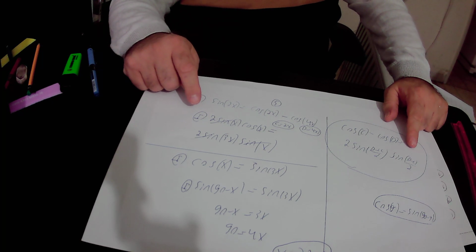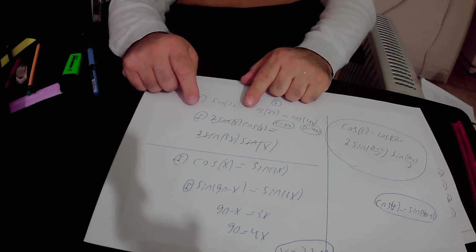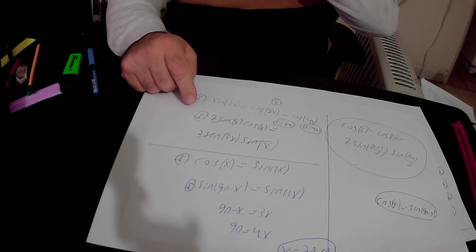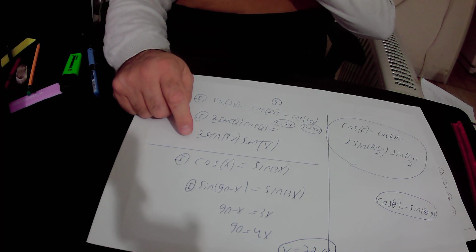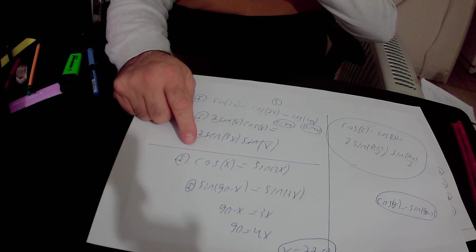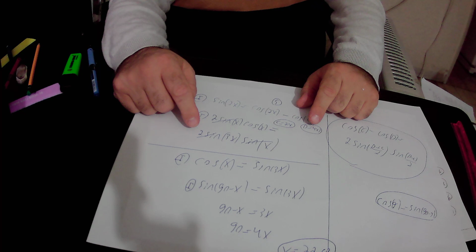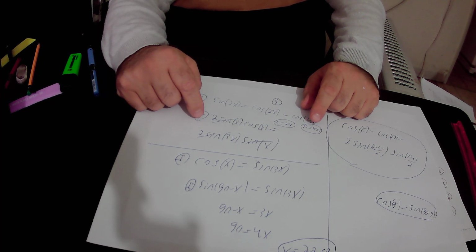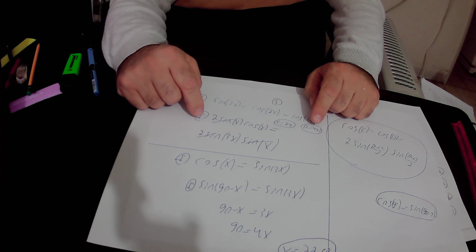We divided this equation number 1 by 2 sine x, and we got that cosine x equals sine 3x. And you can also ask yourself why it is allowable to divide the equation by sine x. Maybe sine x is 0. And if sine x is 0, you are not allowed to divide the equation by 0.